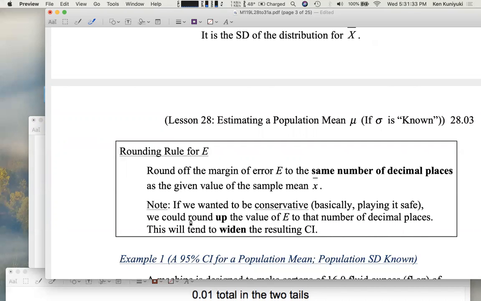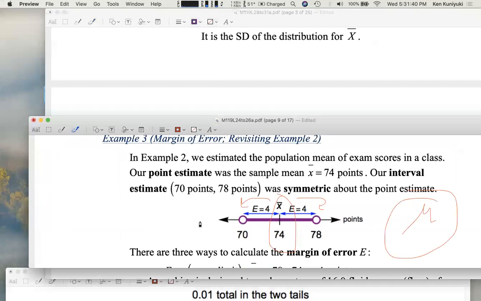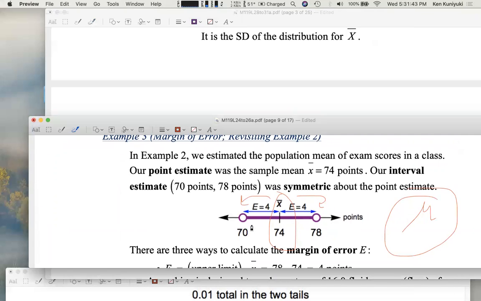And if you want to play it safe, round up the margin of error, which has the tendency to widen the confidence interval. Because remember, if Igor is saying, I'm 95% confident that this confidence interval contains mu, the actual population mean for the class, well, if Igor wanted to be safe, then he might want to extend this out. Maybe it's better for him to say from 69 points to 79 points, so that if the true population mean turns out to be 78.5 points or 69.5 points, then we won't sue Igor.